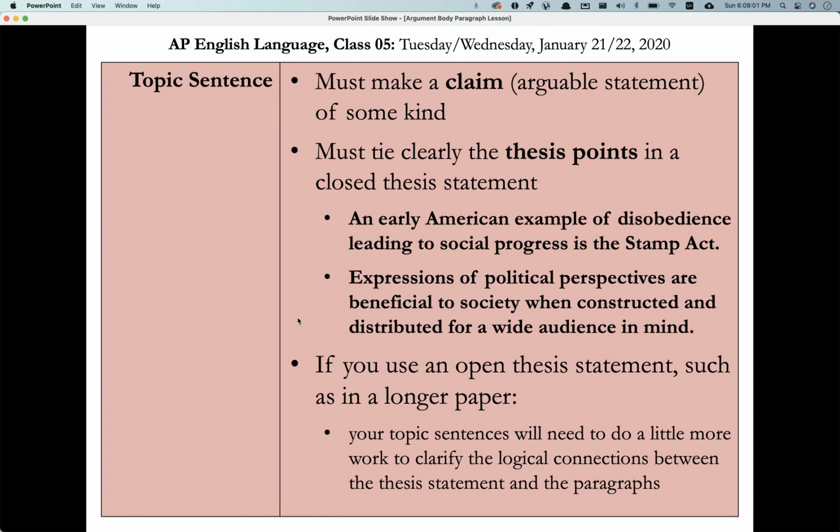You don't need to worry about this so much for your first couple argument essays in AP Lang, but eventually when you're writing research type papers, you will need to keep that in mind.